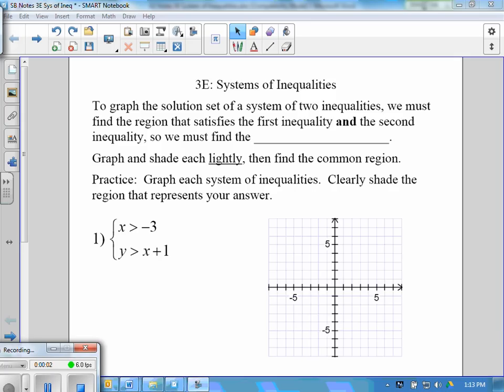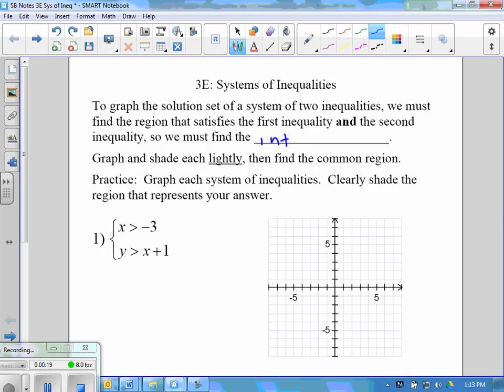About graphing systems of inequalities. You've graphed systems where we have two graphs on the same grid, and you've graphed inequalities where we graph the boundary line and shade. We're now just putting these two together. To graph the solution to a system, we need to find the region that satisfies both inequalities. So what we're looking for is the intersection between the two.